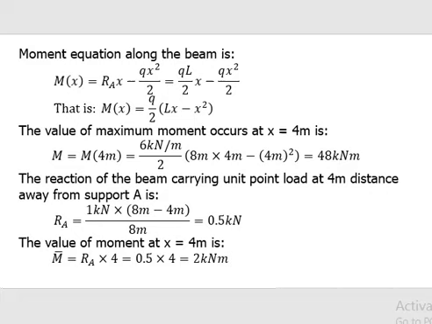The moment equation along the beam is RA times x minus qx square over 2, that is qL over 2 times x minus qx square over 2. Factorizing q over 2 out gave us q over 2 into Lx minus x square. The maximum moment will occur at x equals 4 meters. If you substitute in that formula, you get that maximum moment is 48 kilonewton meter.